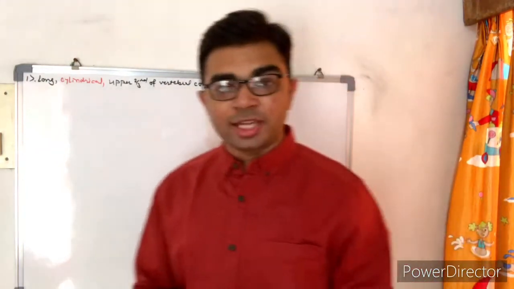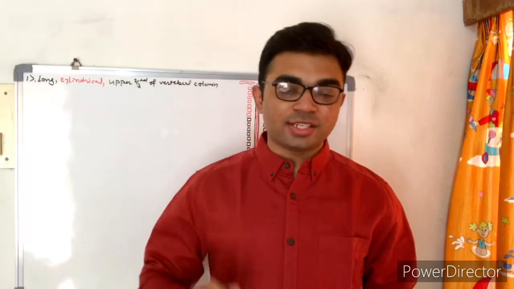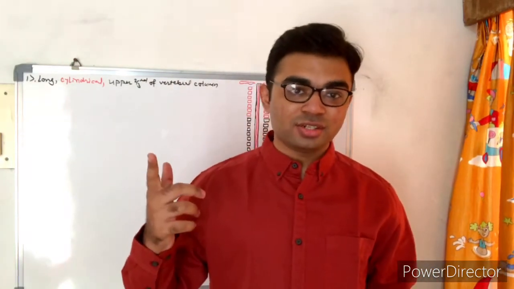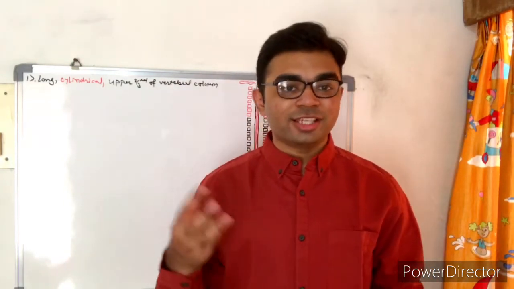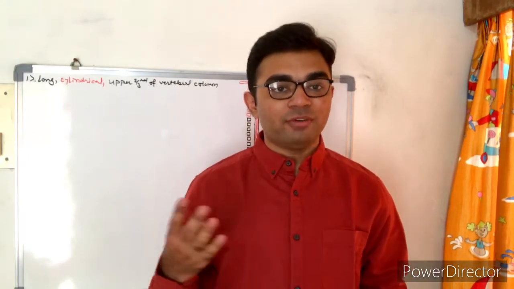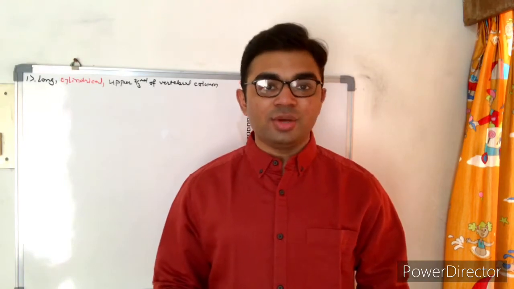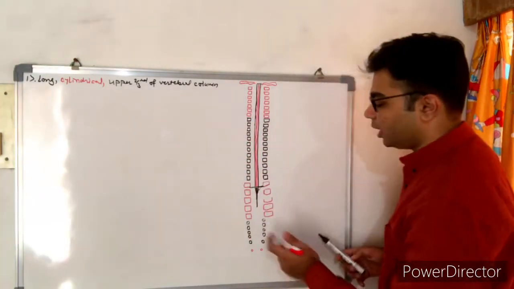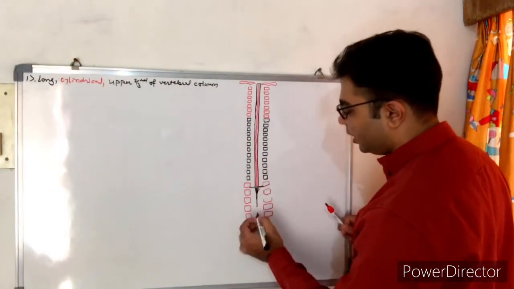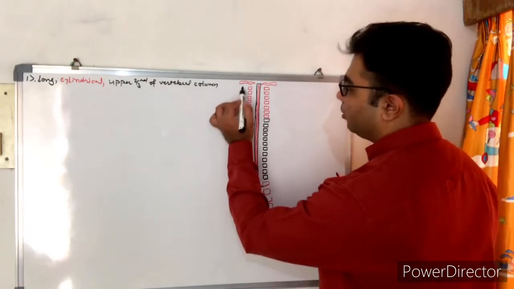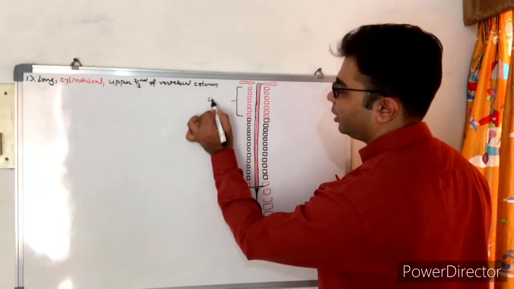And in the spinal cord, there are a total of 5 segments. First is the cervical region, second is the thoracic region, third is the lumbar region, fourth is the sacral region, and the last one is the coccygeal region. So as you can see in this diagram, the uppermost area is the cervical region.